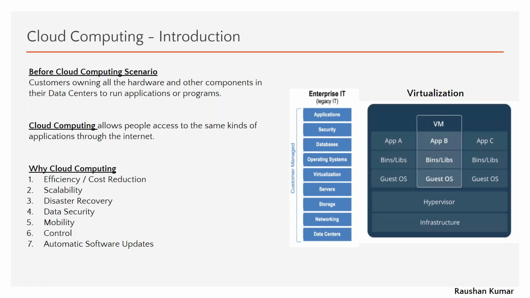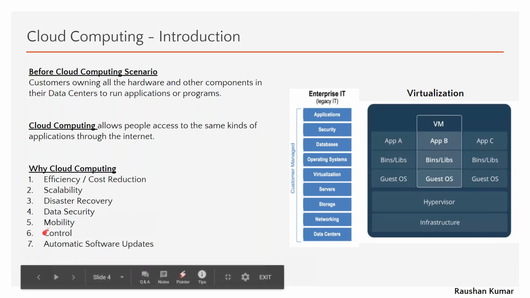Suppose you have hosted one application in one of the data centers. For disaster recovery, you can have your data and your application hosted somewhere else also, in some other region or data center, so that even if one of the data centers goes down for any natural calamity, like an earthquake, your application is still available. You can have that sort of thing in cloud, and you don't have to purchase everything. It's on rent. And data security, they take care of your data security for sure.